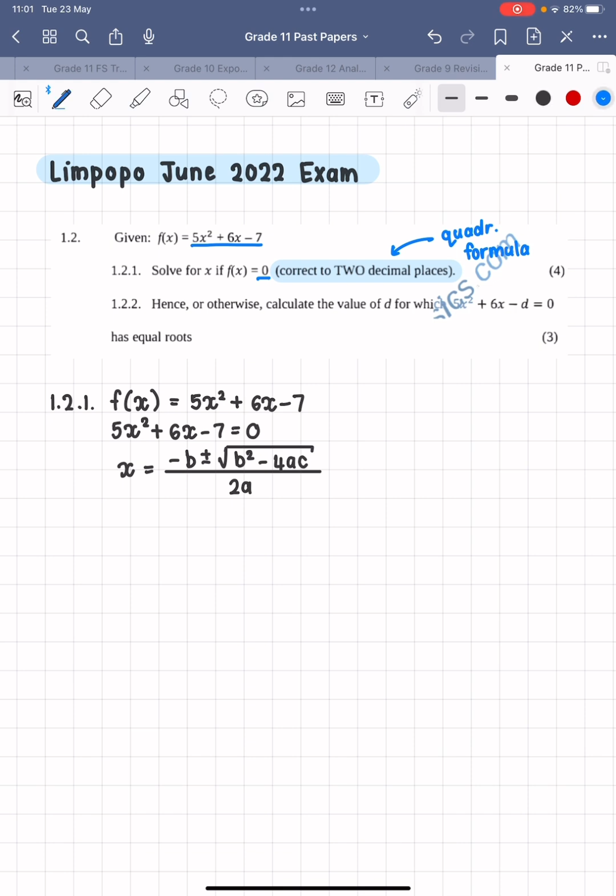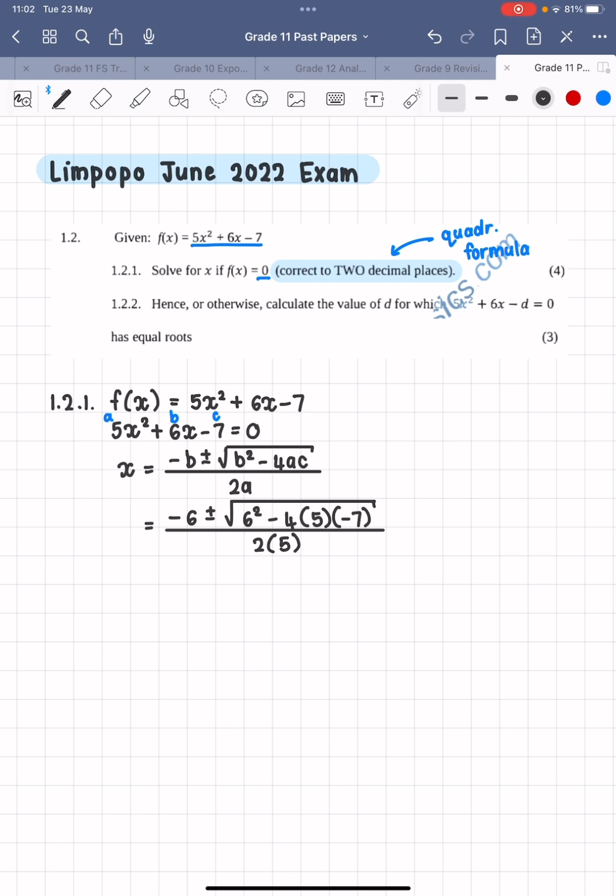Now in our equation, a is the coefficient of x squared, b is the coefficient of x, and c is our constant term, the term that does not have an x attached to it. So we are going to say negative 6 plus or minus the square root of 6 squared minus 4 times a, which is 5, times c, which is negative 7. Very important to include the sign in front of that number. Then that is all over 2a, which is going to be 2 times 5.